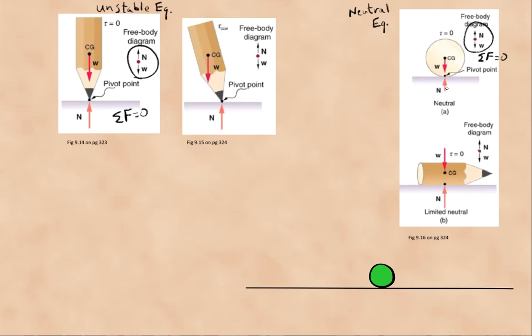Here is an example of a ball in neutral equilibrium. We displace it and it does not return, nor does it move farther away.